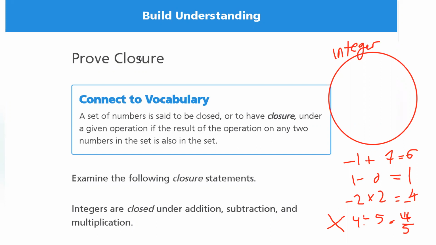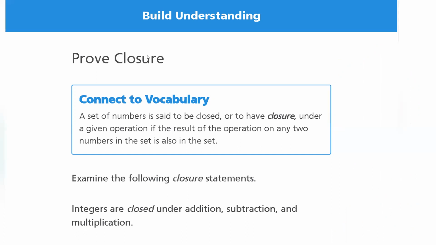This is the meaning of closed: I need to take two numbers from this set, and the answer must be inside this set, inside this closed circle. If it is in this closed circle, it will be closure. If it is not, it will be not closure, or not closed. Let's have another example now.